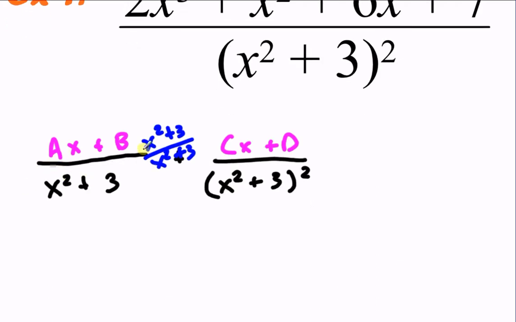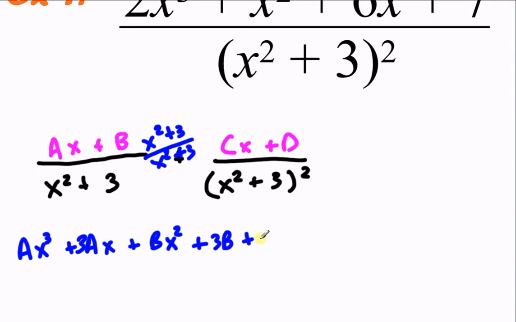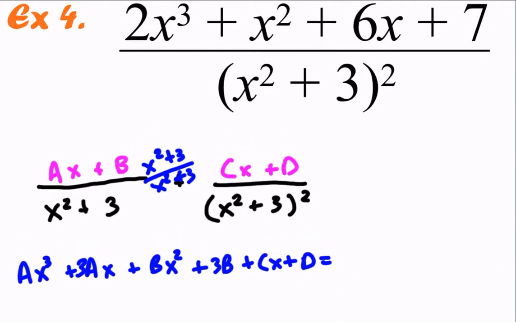So ax times x squared is ax to the third. Ax times 3 is 3ax. B times x squared is bx squared, and b times 3 is 3b. Over here, these aren't going to change, so cx and d, and again, we know that's supposed to equal the numerator up here, so 2x to the third, plus x squared plus 6x plus 7.